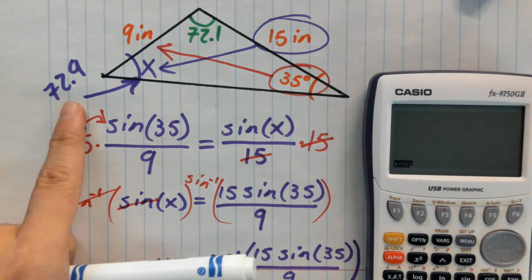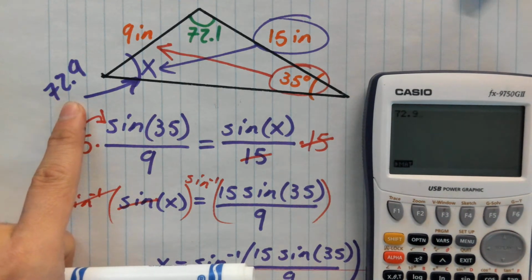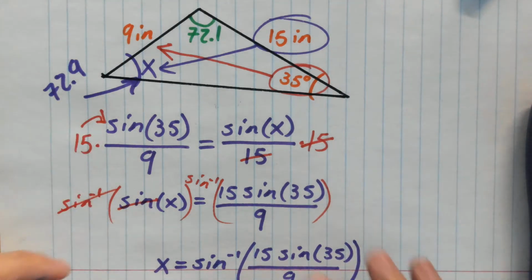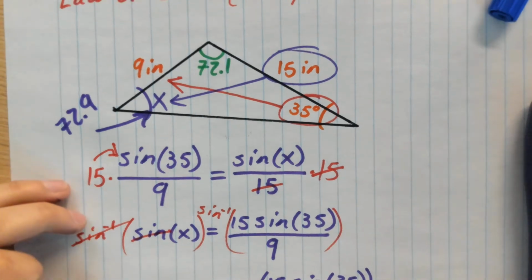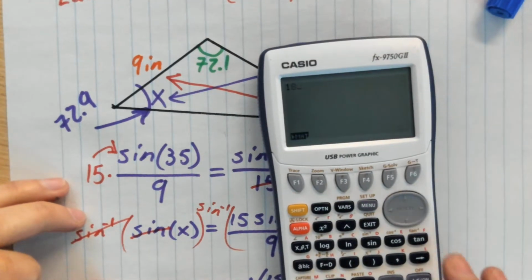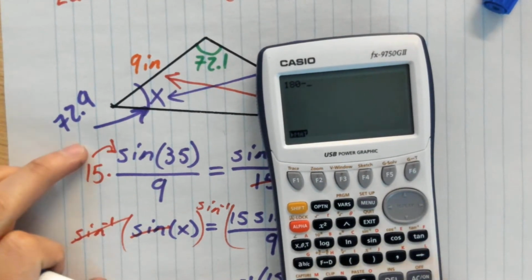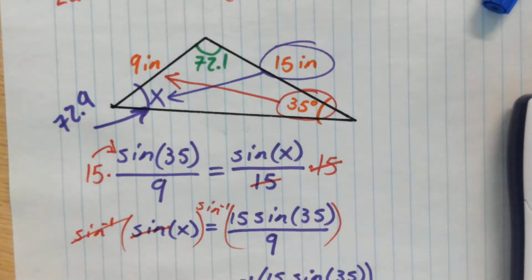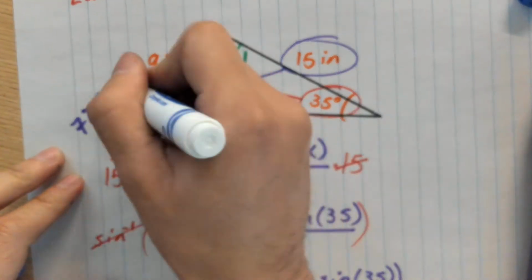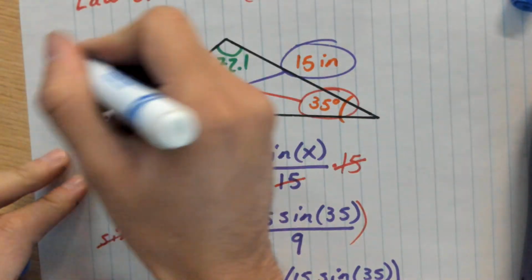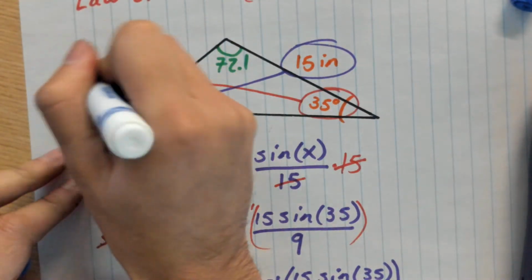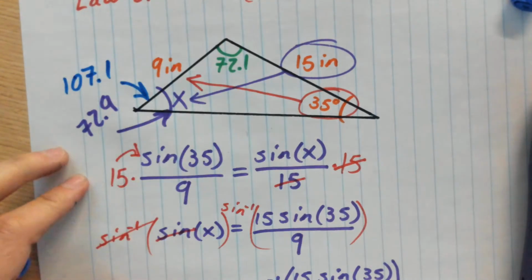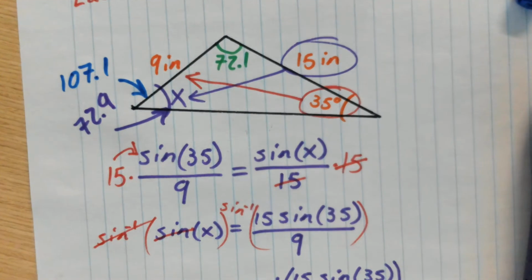So I'm going to take 72.9 and I'm going to subtract 180. So I get 107.1. You got negative. I'm sorry, I was supposed to do 180 minus 72.9. So 107.1. So yeah, the second solution for this angle will be 107.1. So what about the top one?